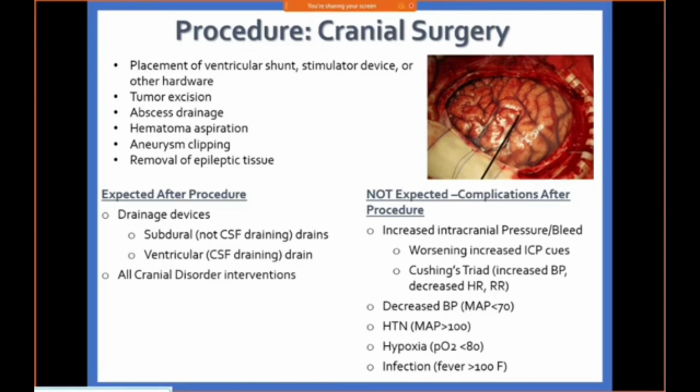All your cranial disorder interventions are expected to be maintaining oxygenation, perfusion, doing a neuro assessment, decreasing ICP, and brain rest after brain surgery. Don't expect increased intracranial pressure. And so if we do see any of those things, then we'll have to notify the physician and go on to the higher interventions for decreasing ICP and maintaining brain rest. We don't expect a low blood pressure because, again, we need cerebral perfusion. We don't expect too high of a blood pressure because that could cause bleeding in a surgery that's been done on a brain. And we don't want hypoxia or infection.